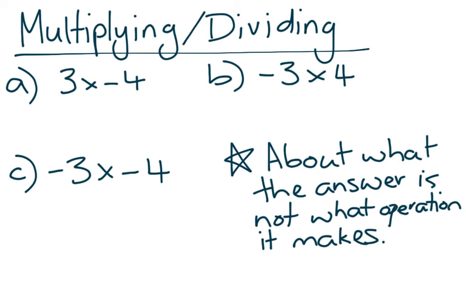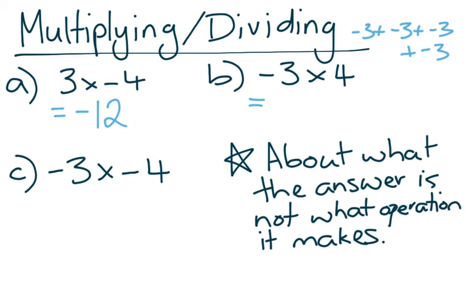For example, we know that multiplication is just repeated addition. So if we've got 3 lots of -4, that's -4 plus -4 plus -4, which is going to give us -12. So if we've got only one negative, we end up with a negative answer. Again, if we look at part B, -3 times 4, that's -3 plus -3 plus -3 plus -3. If I wrote it out expanding, you would see it like this.